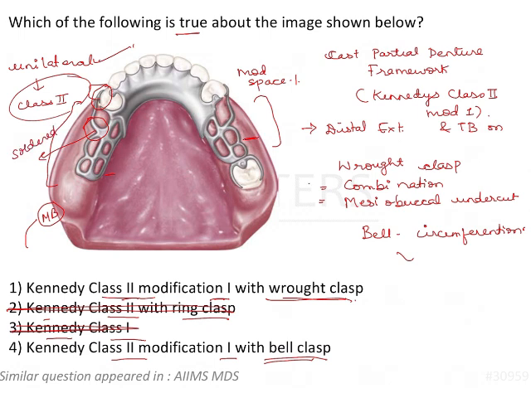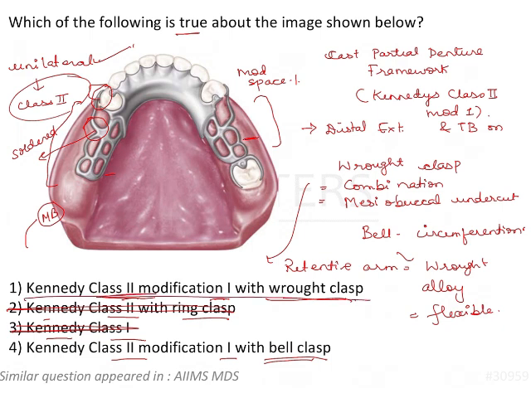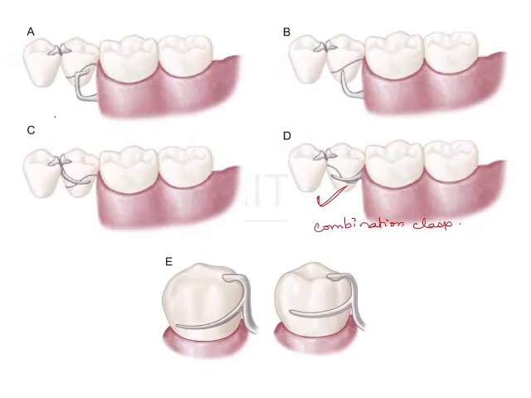The retentive arm is made up of wrought alloy, which is more flexible. Okay, so the correct answer is Kennedy's class 2 modification 1 with rod clasp. Here are a few examples of distal extension areas so that if there are similar questions you can answer well.